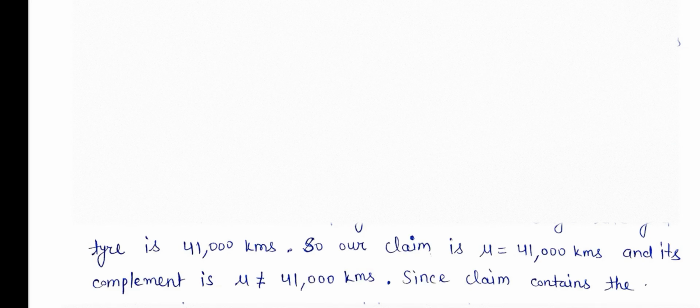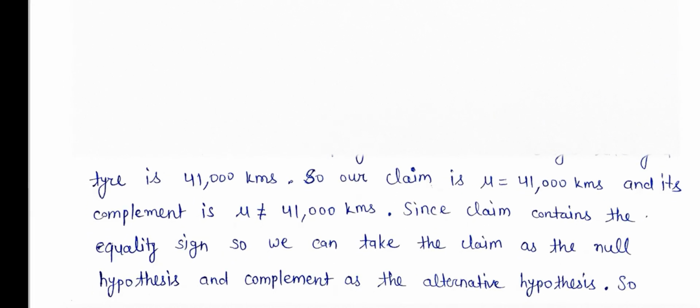In this example the population parameter being tested is the population mean, the average life of a tire, and we want to test the company's claim that the average life of a tire is 41,000 kilometers. So our claim is mu is equal to 41,000. Suppose that in my sample my mean is 40,000 kilometers, but our claim is that the tire can run 41,000 kilometers, and its complement is mu is not equal to 41,000.